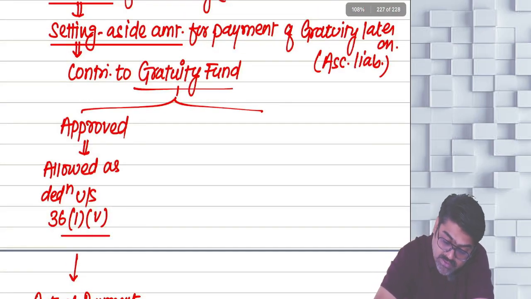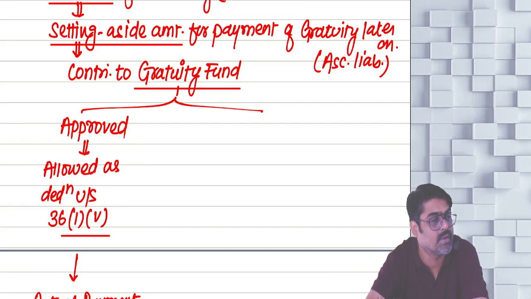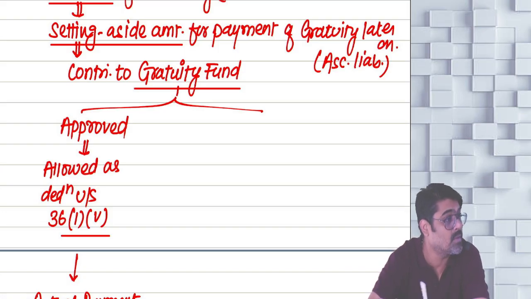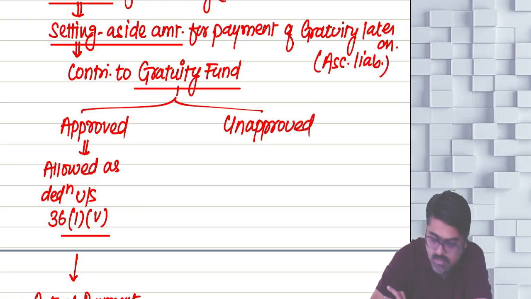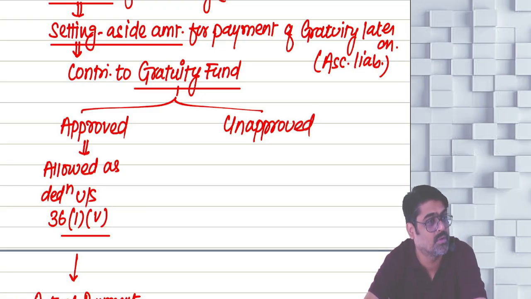Now let's see. What if you have created a gratuity fund, but that gratuity fund you have created on your own, voluntarily. There was no legal requirement. There was no statutory requirement on you to make such a gratuity fund. So definitely the gratuity fund which you have made is approved or unapproved now? Now it will be unapproved. Why is it unapproved? Because there was no statutory obligation on you to create such a gratuity fund for your employee.